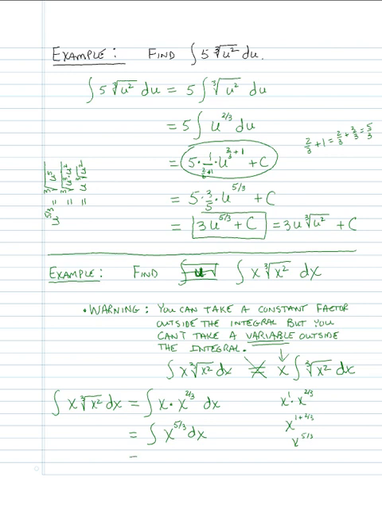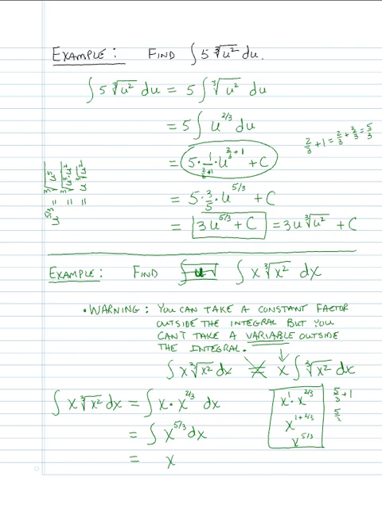Okay, well, to do that, what do we do? How do we handle that? Well, what we do is we increase the power by 1. So we take that 5/3 power and increase it by 1.